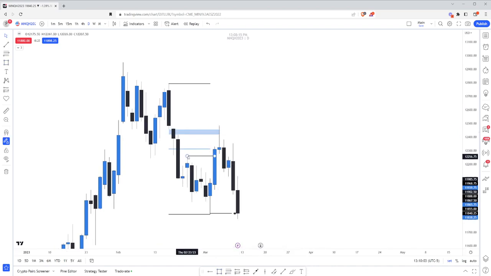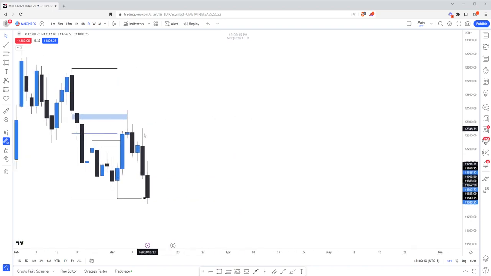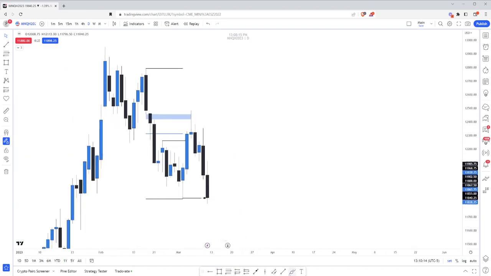We took out liquidity that was resting below a premium, and we showed a desire to move away from that. So in this, the expectation is we're going to take out this low. Don't overcomplicate it. I mean, that might not always happen.